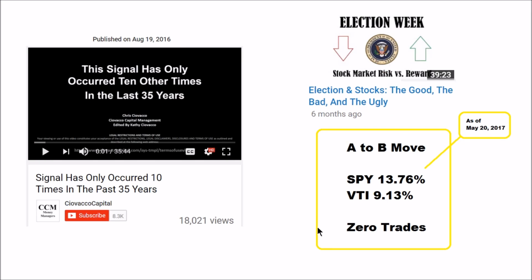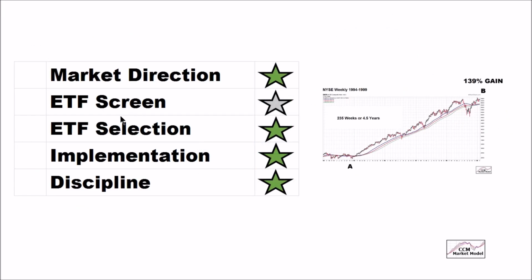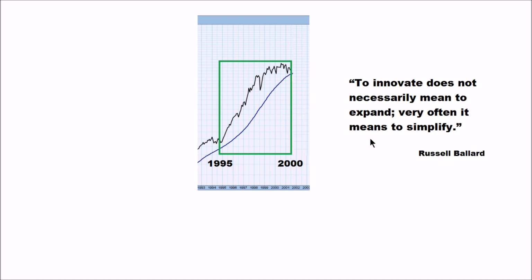Remember back in May, we said we wanted to build a portfolio that had positions that looked a little bit more like this. On May 20th, our SPY with 0 trades was up over 13%. VTI was up over 9%. If we fast forward to the present day in July, both of these numbers are over 16 now, still with 0 trades.